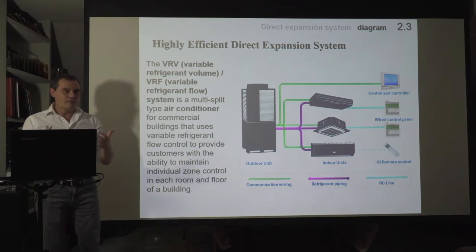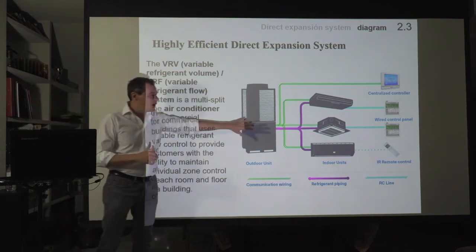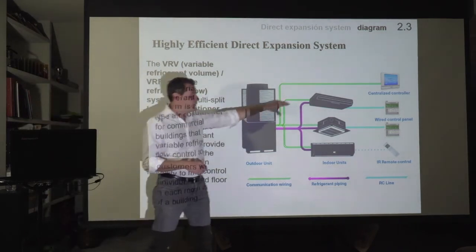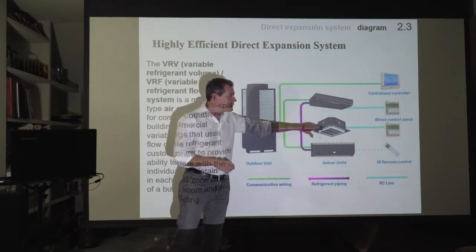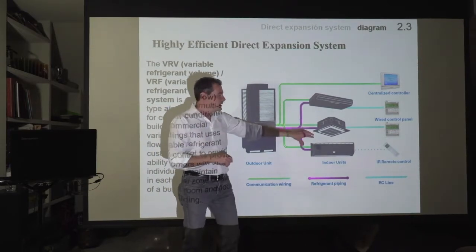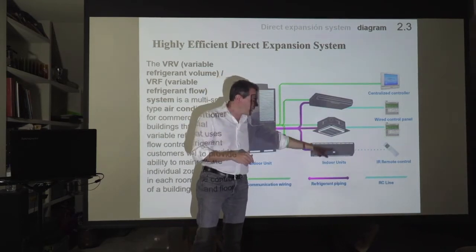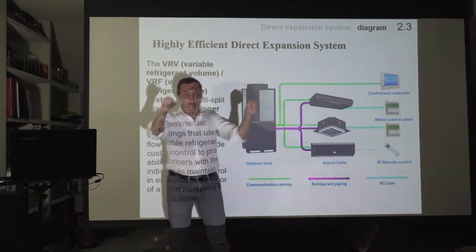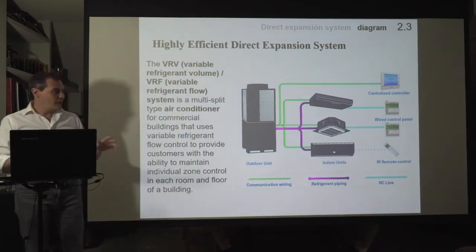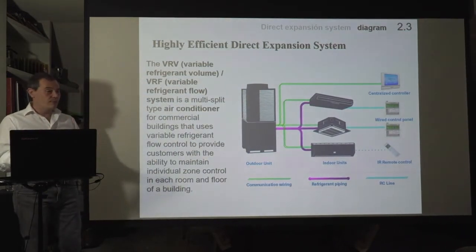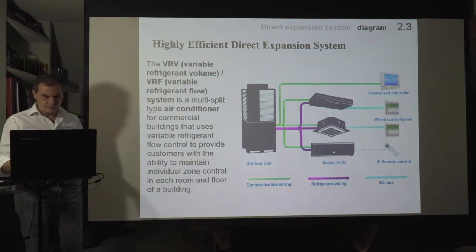And now we have split systems. We have the outdoor unit, and we have indoor units. It can be something hidden in the false ceiling. It can be something we see, like grills in the false ceiling, or units that are on the walls. But this is a split system, an air-to-air split system.